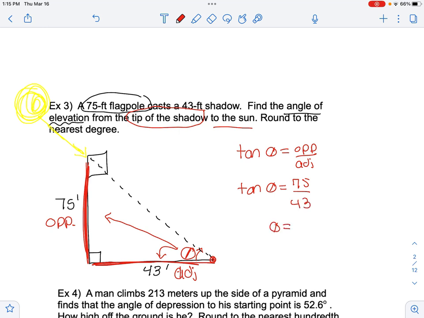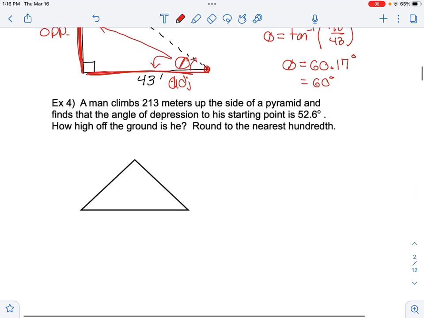To solve for the angle itself, I will do the inverse, and I will type that in. So the inverse tangent of 75 over 43 is an angle of about 60.17 degrees. Oops, it says to the nearest degree, so we're going to say 60 degrees to follow the directions. So it's these kinds of problems, guys, where we're actually applying those trig ratios. Let's look at another one.